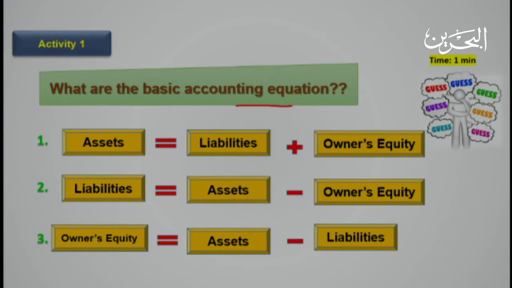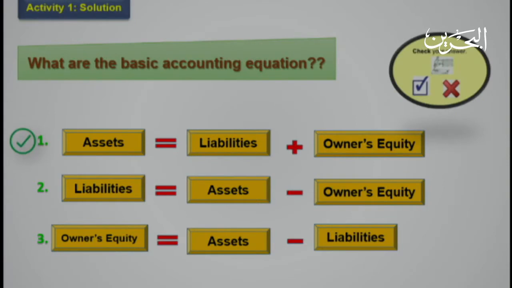Now, let us see the right answer. The first equation is the right answer. The first equation is that assets will be equal to the liability, and I add to it the owner equity of the company to get the assets.